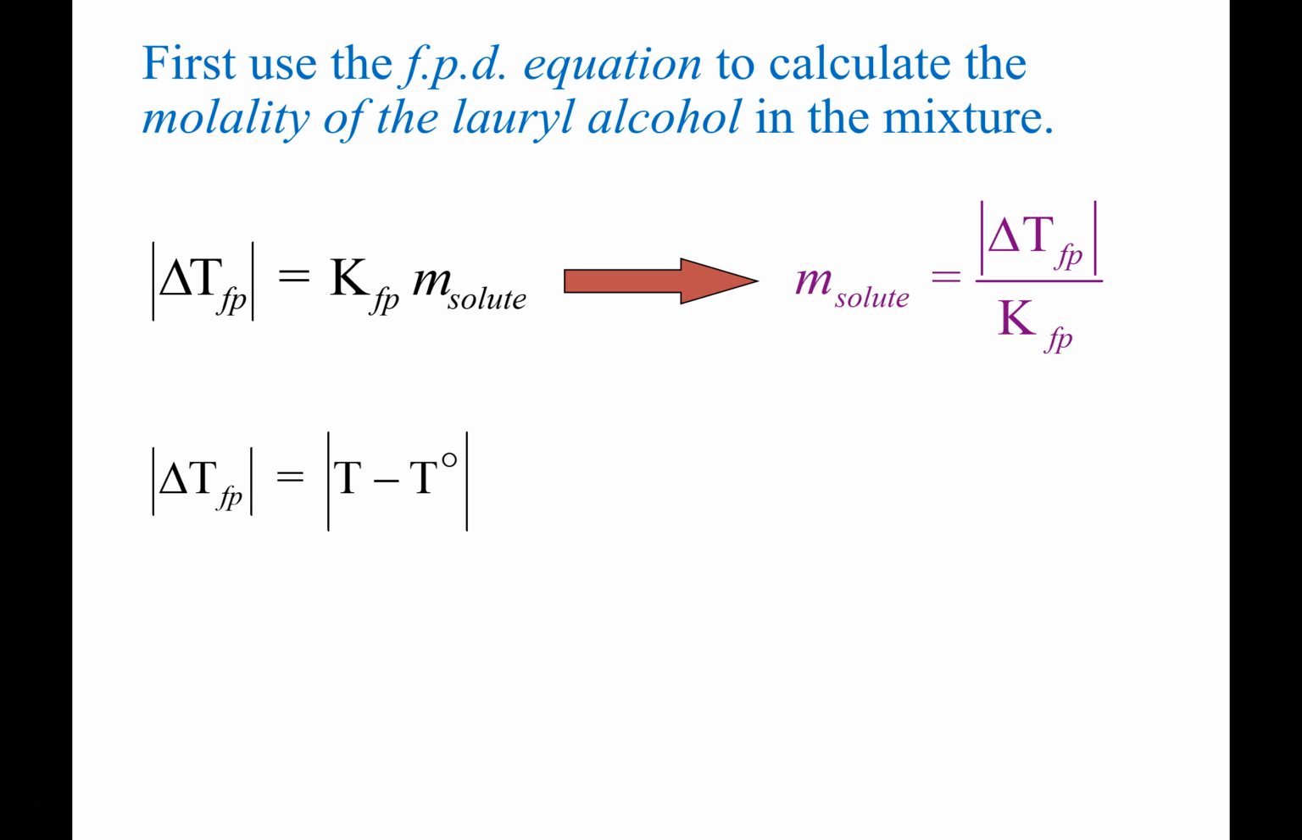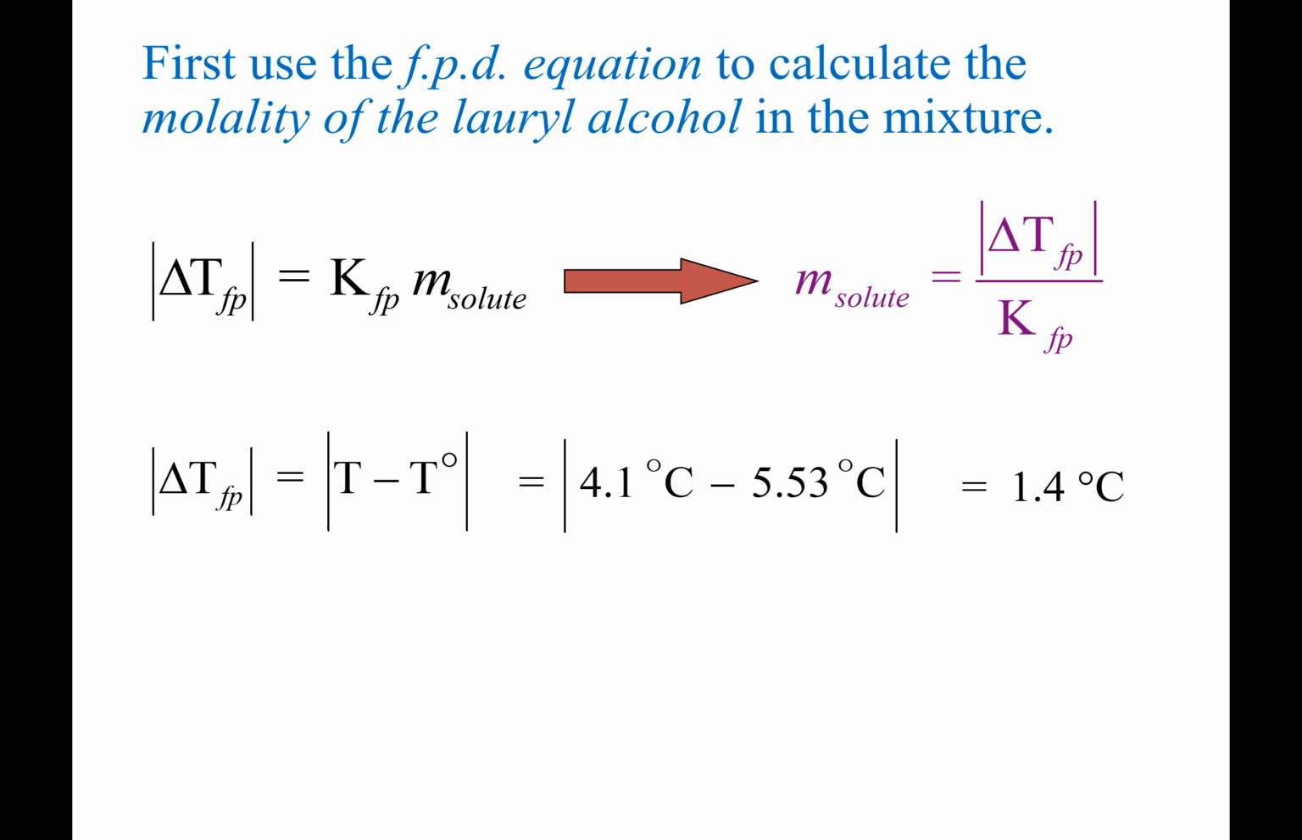So the freezing point depression, absolute value, looks like this. We take the absolute value of 4.1 degrees Celsius minus what it should freeze at, 5.53 degrees Celsius. So that will give us a positive 1.4 degrees Celsius. So that 1.4 degrees Celsius is going to go in the numerator over our freezing point depression constant to get our molality. So here's what that looks like.